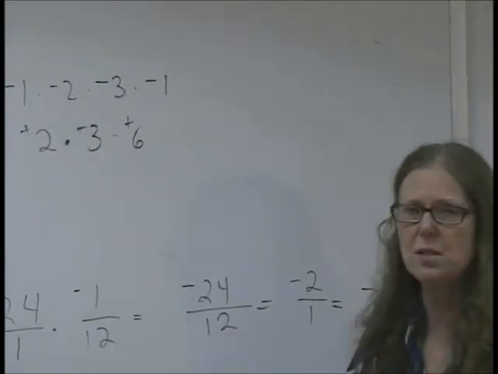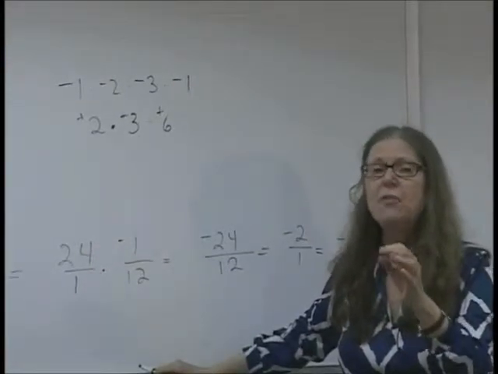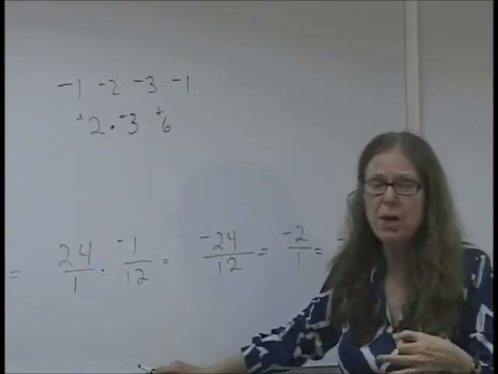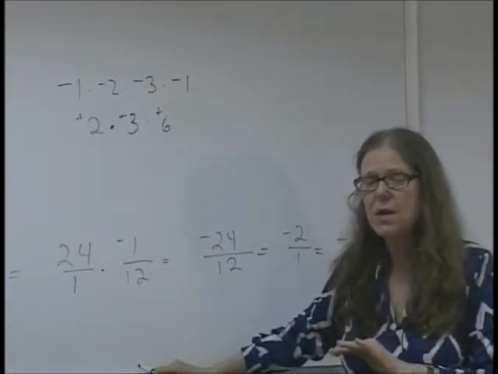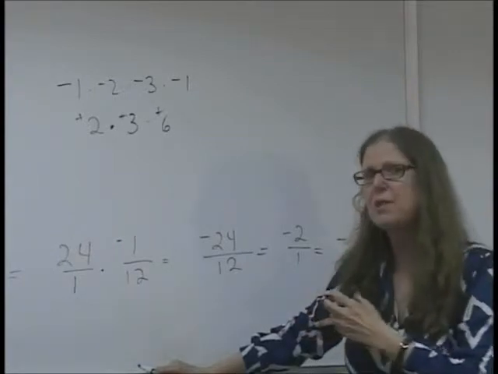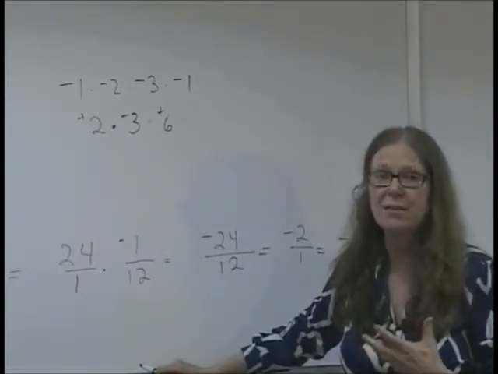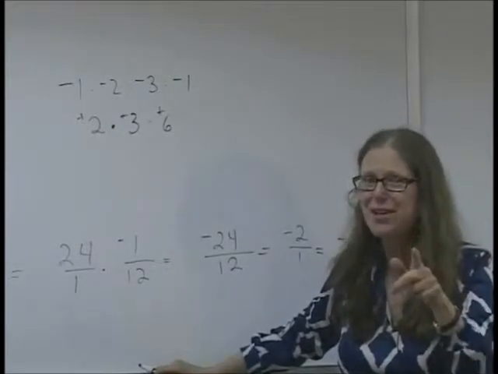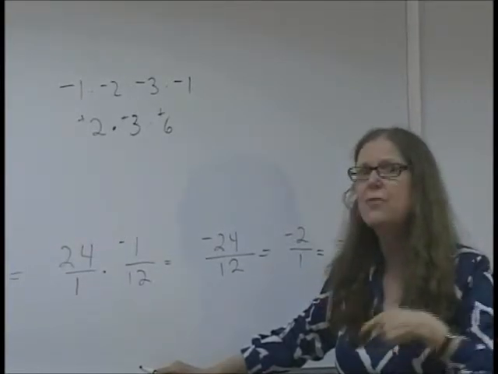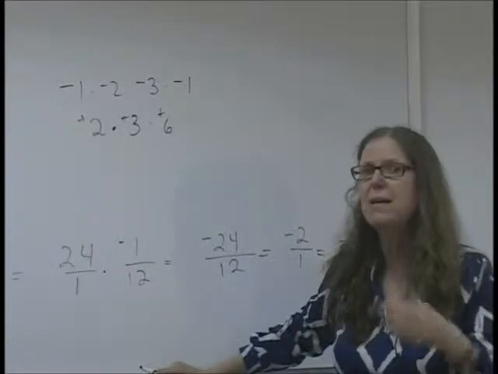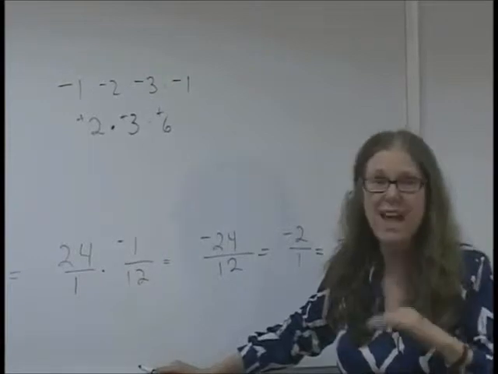So the way it works is, when you're multiplying numbers together, if the number of negatives is an even number, then the answer is positive. But if you're multiplying a bunch of numbers together and you've got an odd number of negative numbers, the answer is negative. Did I say that right? Let me say that again, make sure I said that right. If you've got an even number of negative numbers that you're multiplying together, the answer is positive. But an odd number of negative numbers multiplied together gives you a negative answer.